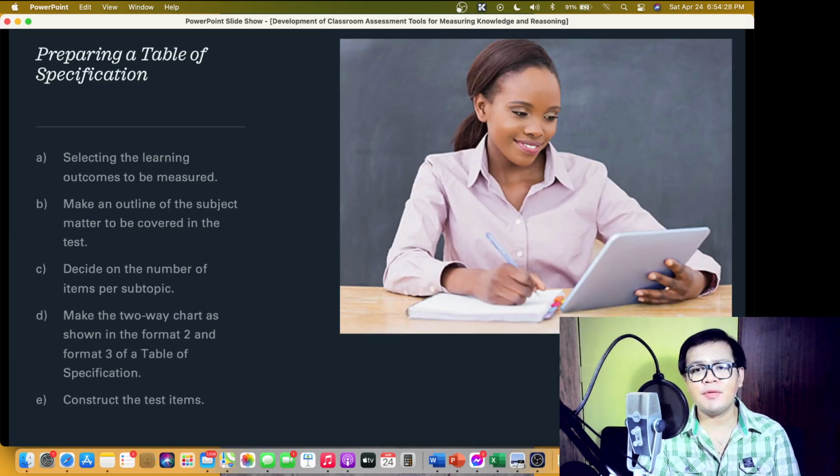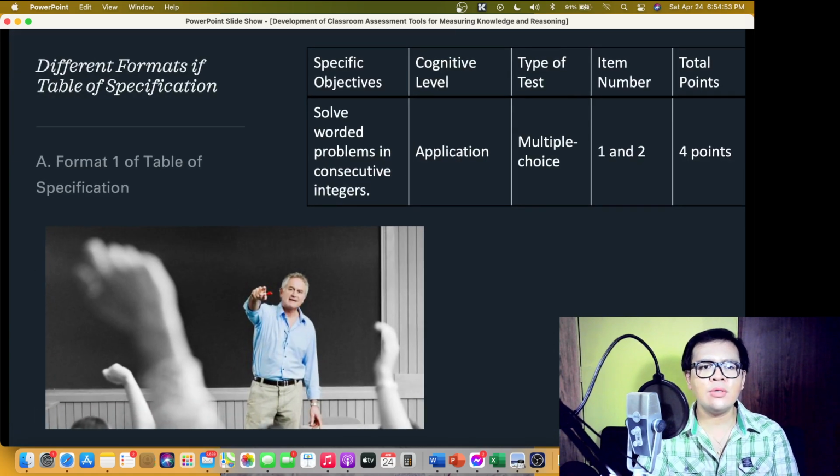So, preparing a table of specification, how should we do that? First is to select the learning outcome to be measured. Second, make an outline of the subject matter to be covered in the exam. Decide on the number of items per subtopic, make the two-way weight chart as shown in formats 2 and 3 of the table of specification, and construct the test items. So, different formats of specification table.